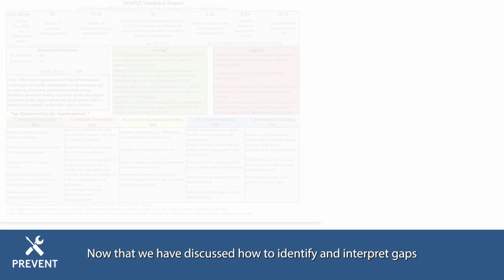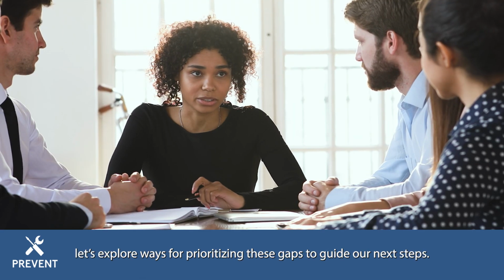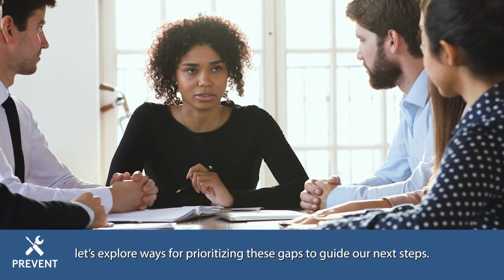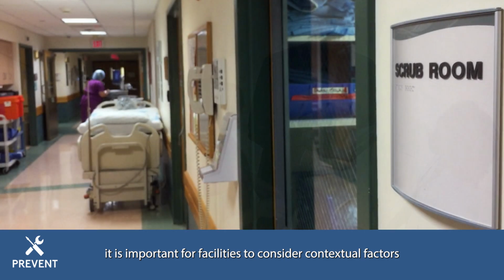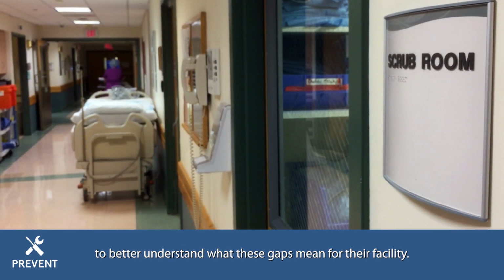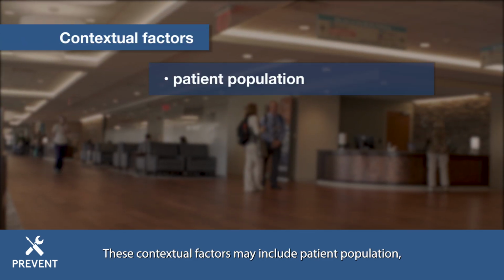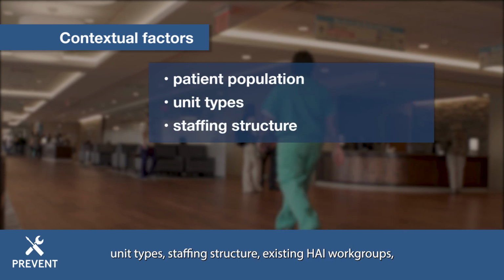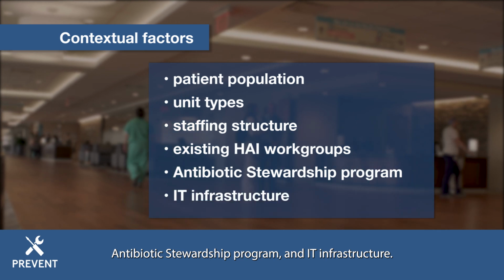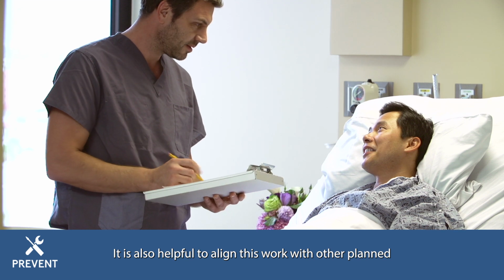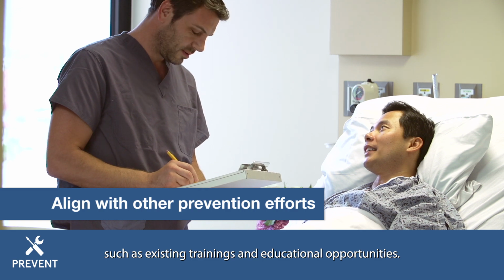Now that we have discussed how to identify and interpret gaps based on our TAP facility assessment results, let's explore ways for prioritizing these gaps to guide our next steps. When reviewing and interpreting potential gaps, it's important for facilities to consider contextual factors to better understand what these gaps mean for their facility. These contextual factors may include patient population, unit types, staffing structure, existing HAI workgroups, antibiotic stewardship program, and IT infrastructure. It is also helpful to align this work with other planned or ongoing prevention efforts, such as existing trainings and educational opportunities.